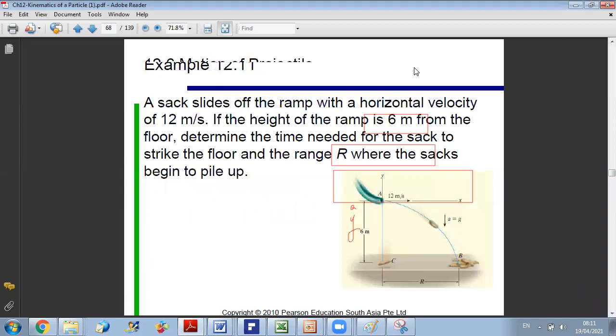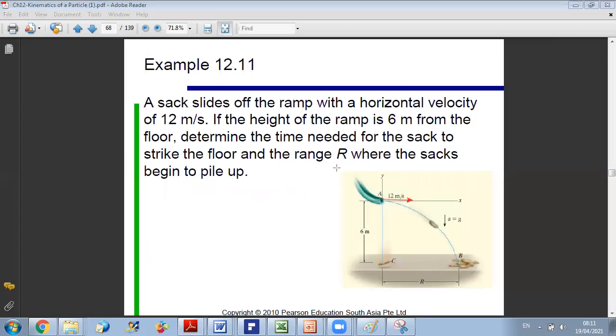Let us do some practice problems on projectile motion. A sack slides off the ramp with a horizontal velocity of 12 meters per second. If the height of the ramp is 6 meters from the floor, determine the time needed for the sack to strike the floor and the range r where the sacks begin to pile up.